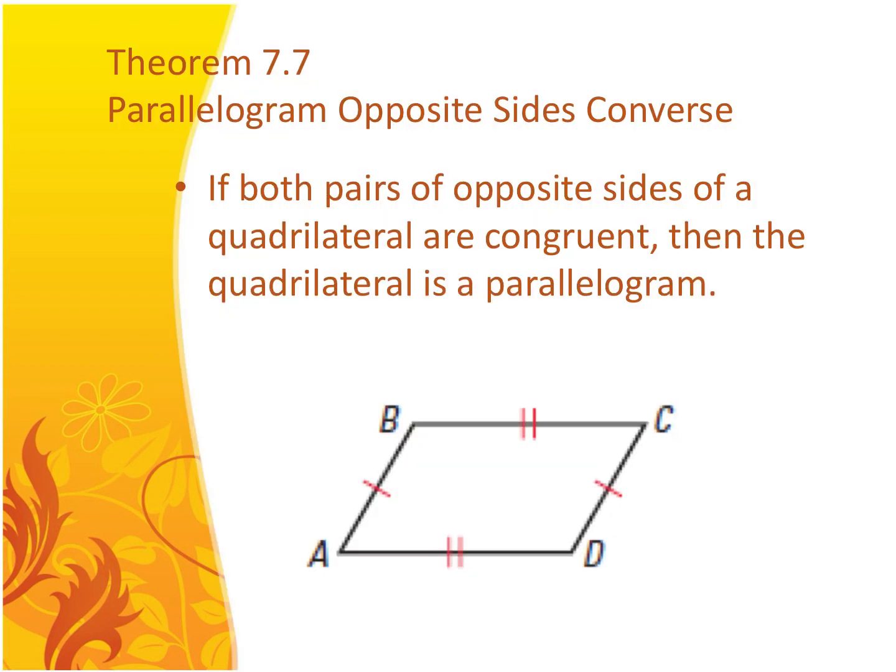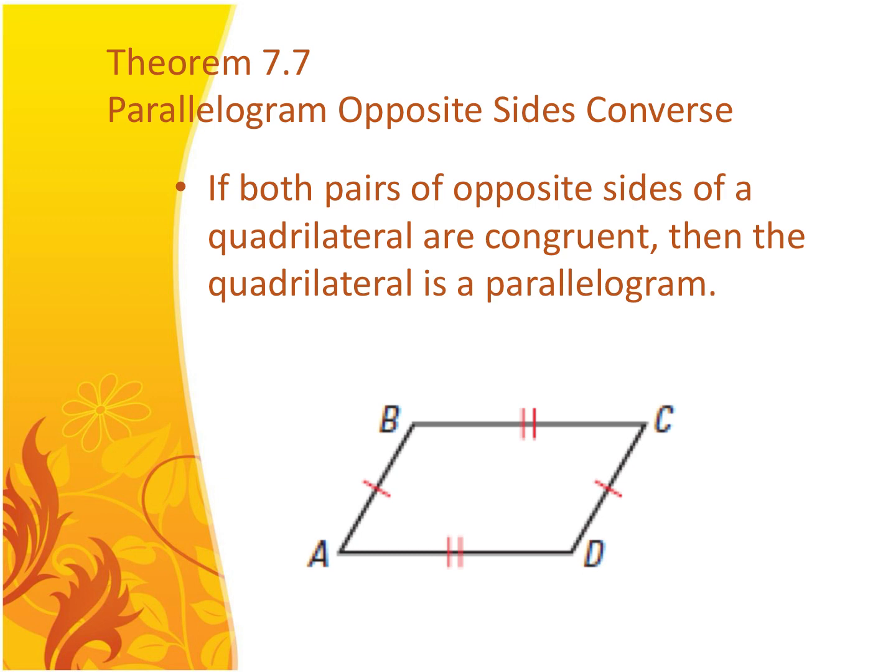So let's start with theorem 7.7, parallelograms, opposite sides, converse. Now, if both pairs of opposite sides of a quadrilateral are congruent, then the quadrilateral is a parallelogram. Remember, this was the first way to prove that a quadrilateral is a parallelogram. They gave us that the two lines had to be parallel. So because they're parallel and it's a parallelogram, it would be congruent.